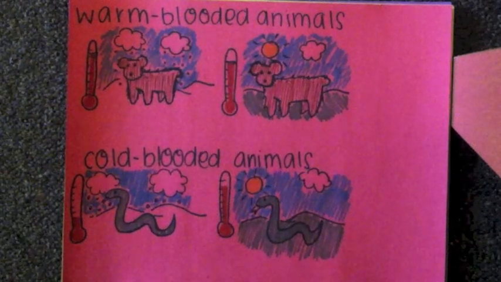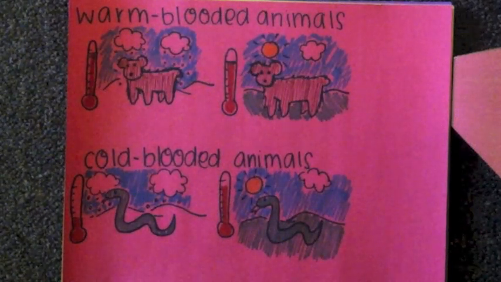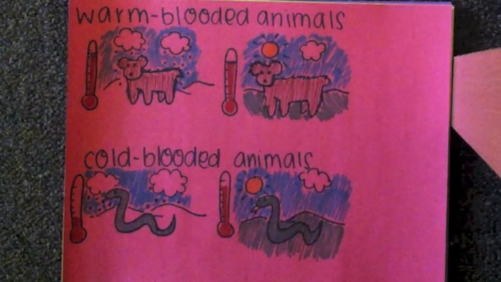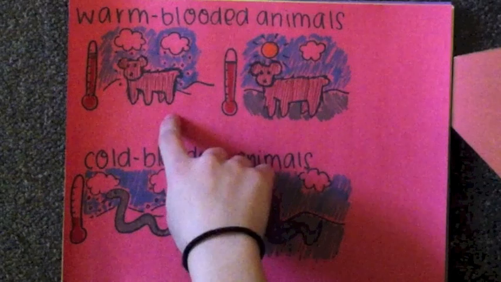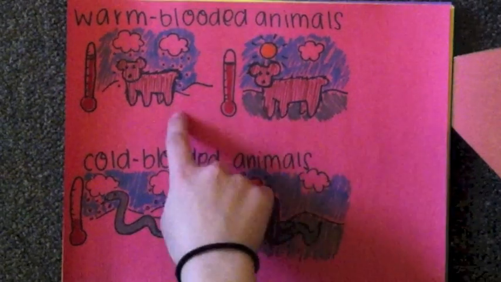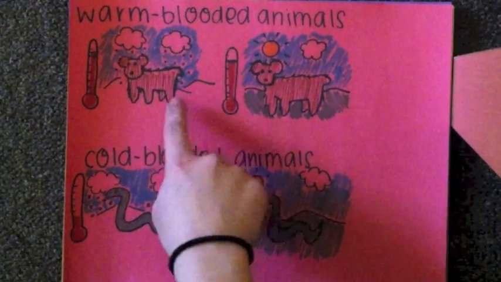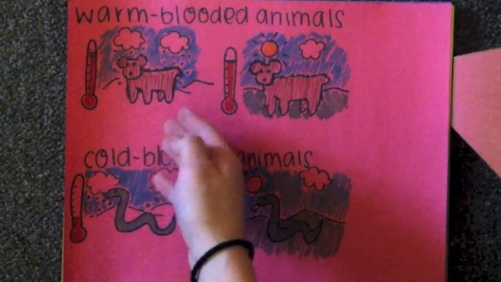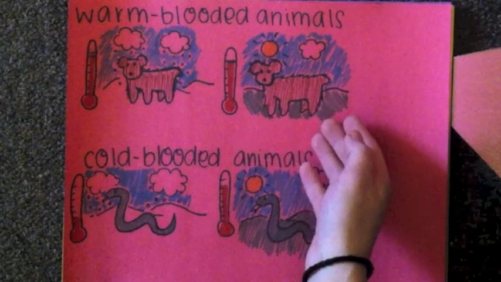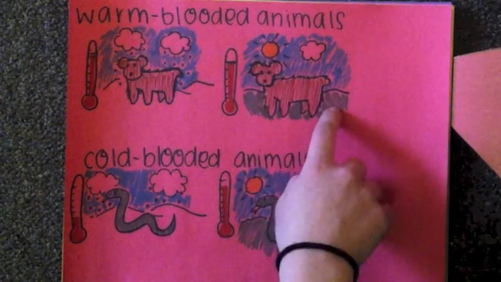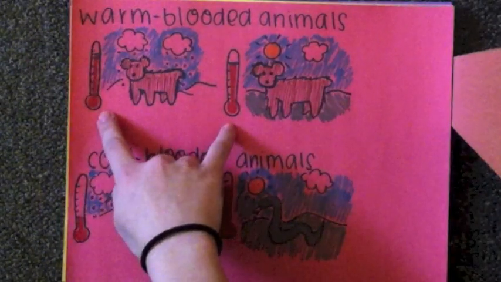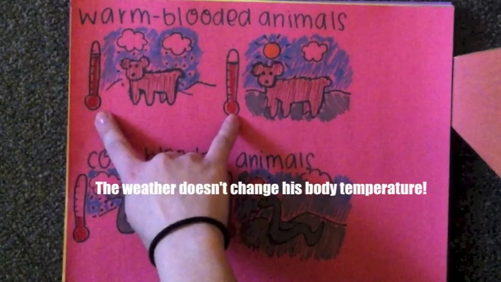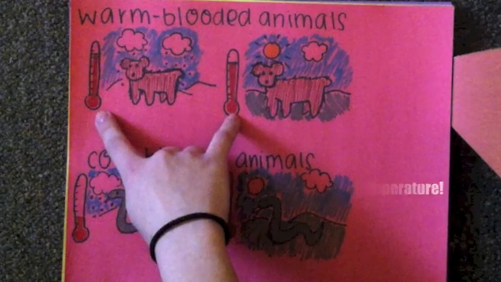Now, what are warm-blooded animals? Warm-blooded animals are animals whose temperatures don't change. For example, I drew a picture of a bear in 2 different environments. In one picture, he is in a snowy area, so it's obviously very cold. And in the other picture, he's in a very warm place. But if you look at the thermometer, in both places, his body temperature is exactly the same.